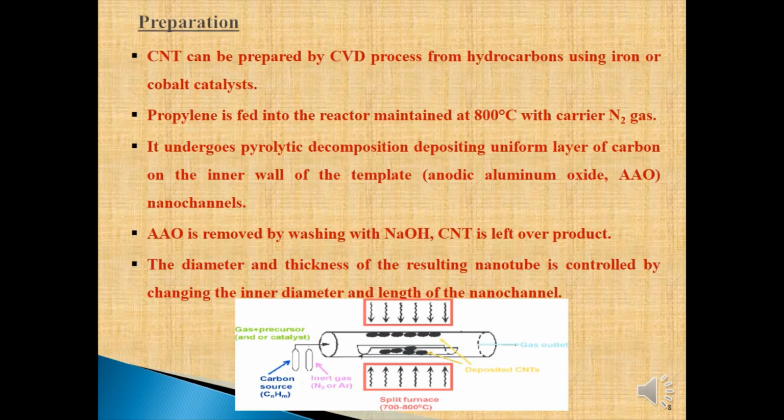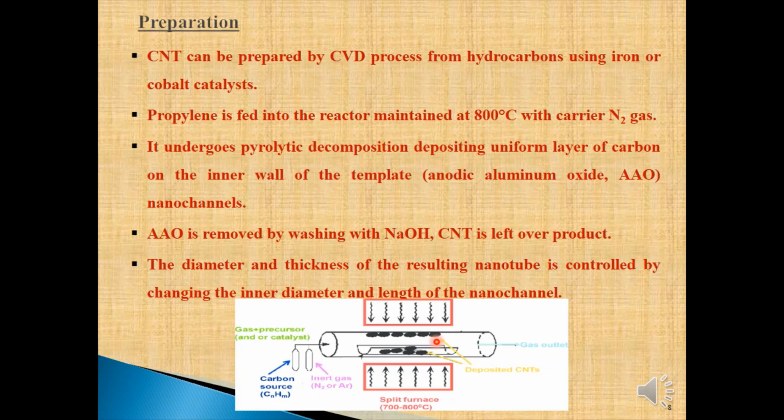Preparation of carbon nanotubes. Carbon nanotubes can be prepared by the CVD process from hydrocarbons using an iron or cobalt catalyst. In the below diagram, a systematic representation of the preparation of carbon nanotubes is shown. Propylene is fed to a reactor maintained at 800 degrees Celsius along with nitrogen gas and a catalyst such as cobalt or iron. Here it undergoes pyrolytic decomposition, depositing a uniform layer of carbon on the inner wall of a template. The template is generally made up of anodic aluminum oxide, also known as AAO nanochannels.